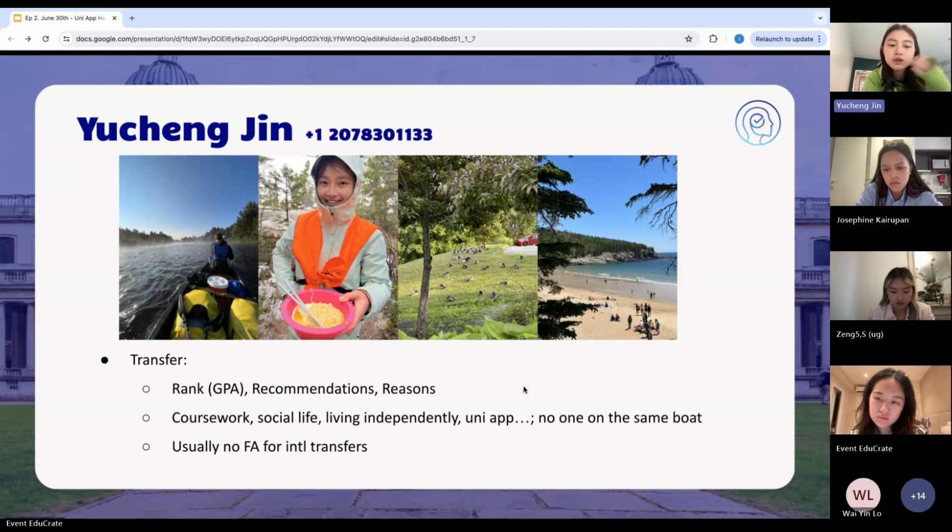Yeah, but with all that, I'd still say don't rush to a decision to transfer in your first year, or even before you get to experience what your school feels like, because it can be a lot of burden too. As I listed out in the second bullet point, you will be overloaded with coursework, social life, living independently in a foreign country, possibly, as well as Uni App.